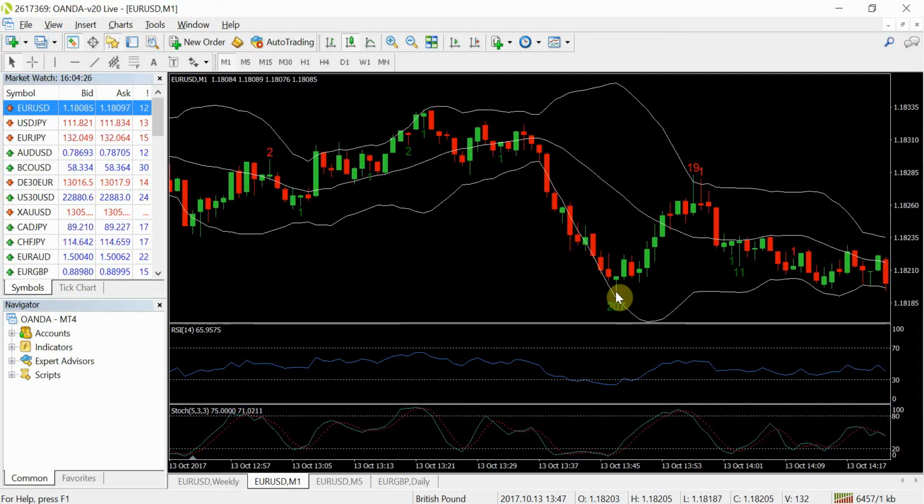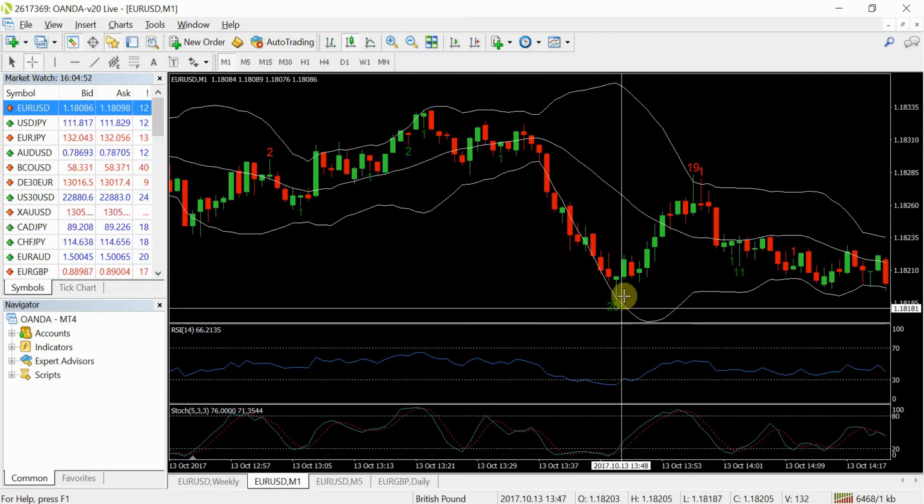First one being a pin bar being formed. Second one, the location of the pin bar being formed at a Bollinger Band, the lower Bollinger Band, touching it and even going outside it. The price went outside it. Thirdly, the RSI is at an extreme level below 30, and the stochastics is at an extreme level below 20 with a cross as well.